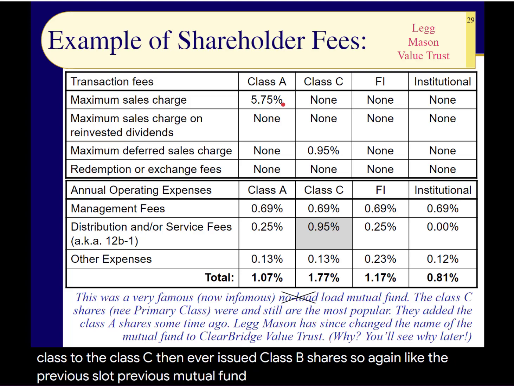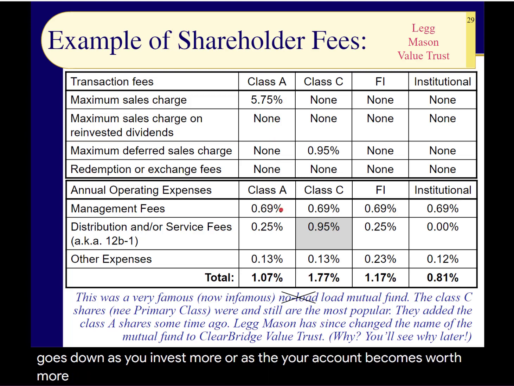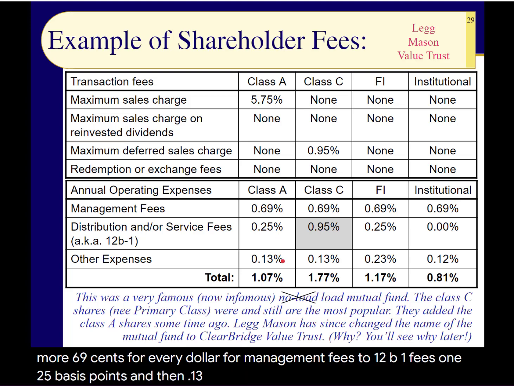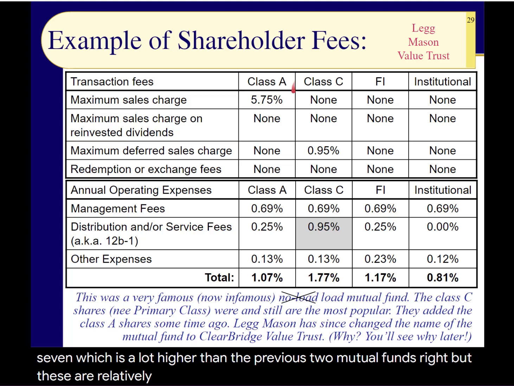mutual fund, 5.75% maximum sales charge goes down as you invest more or as your account becomes worth more. 69 cents for every dollar for management fees, 12B1 fees, 25 basis points, and then 0.13, 13 cents for every $100. So $1.07, which is a lot higher than the previous two mutual funds, right? But these are relatively new, about 10, 12 years.